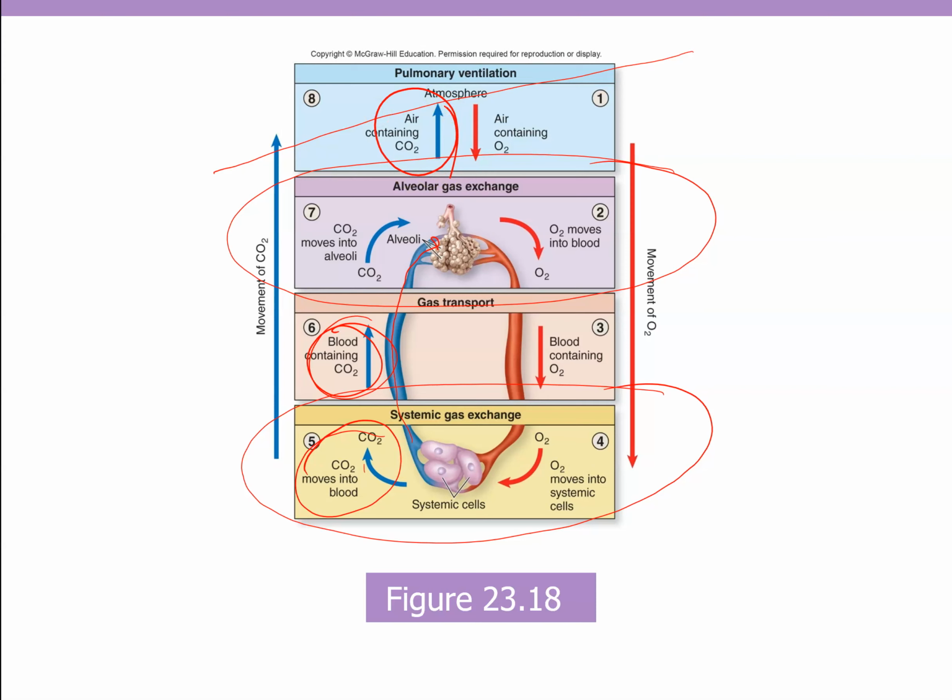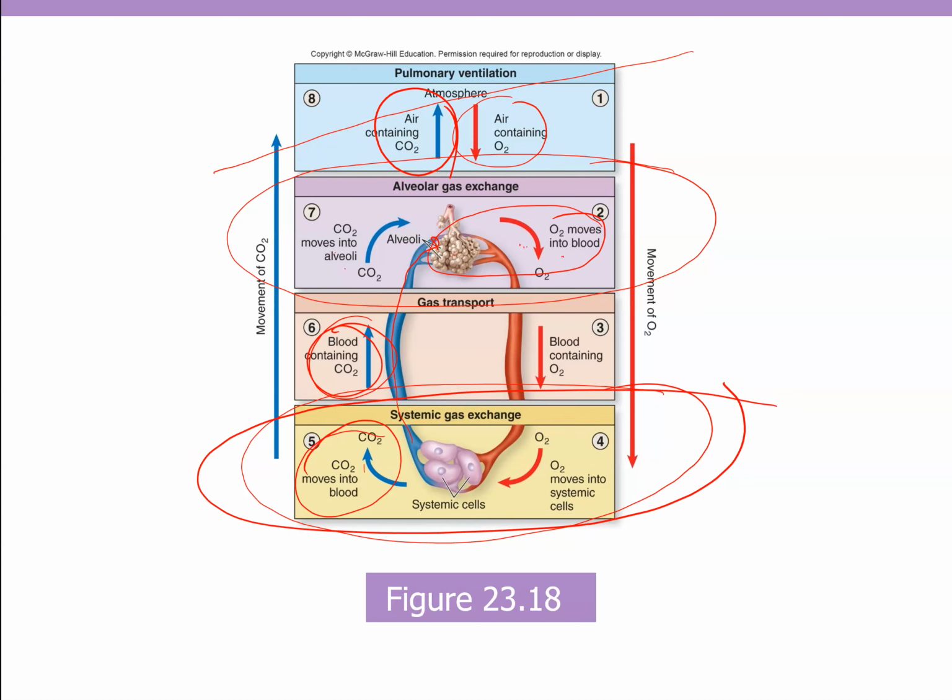And then at the same time, you're bringing in that air through pulmonary ventilation, and it's got lots of oxygen in it. So the oxygen is going to move into the blood. So from the alveolus into the blood, that's alveolar gas exchange. So CO2 from the blood into the alveoli, or oxygen from the alveoli into the blood, that's alveolar gas exchange. And then the opposite is happening down here with systemic gas exchange.